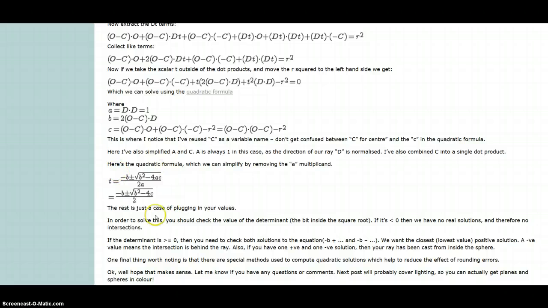Okay, we use this formula, and next I will show you the algorithm which uses this formula.